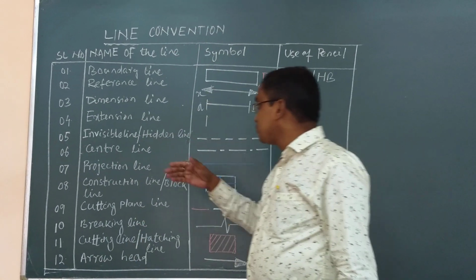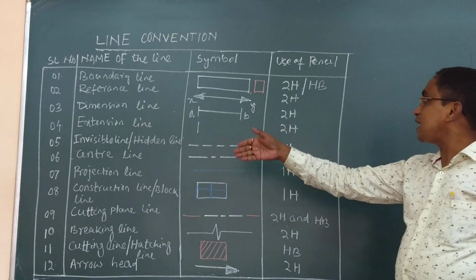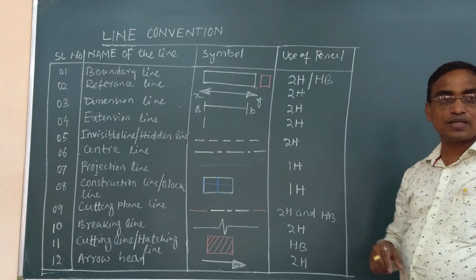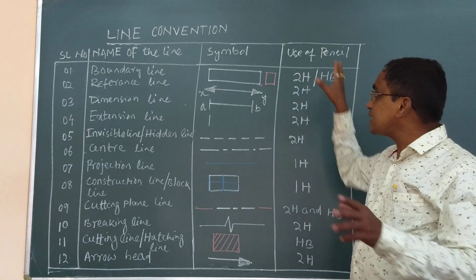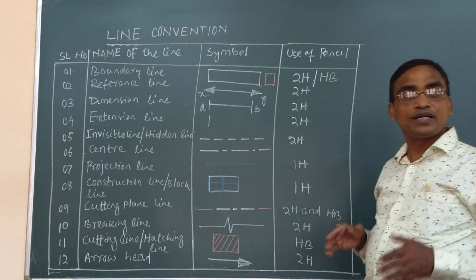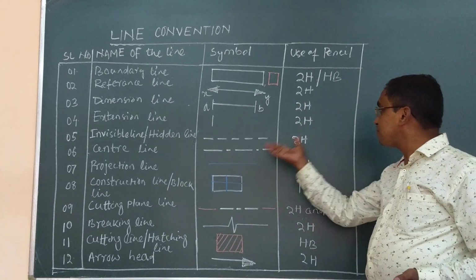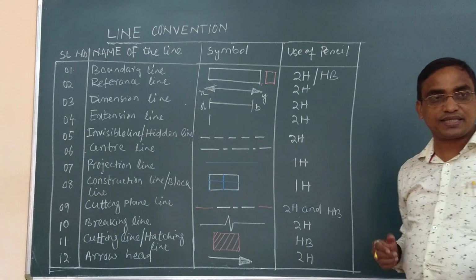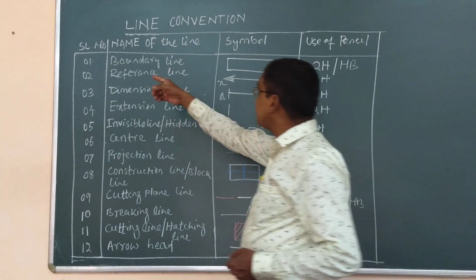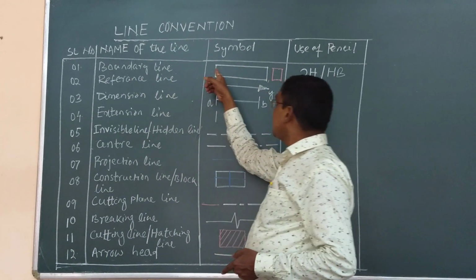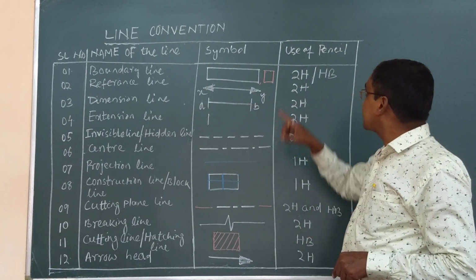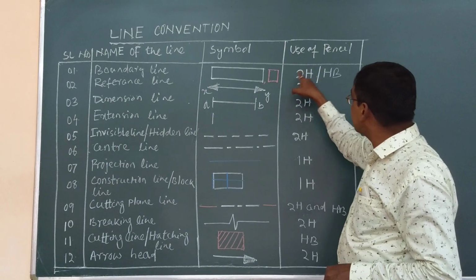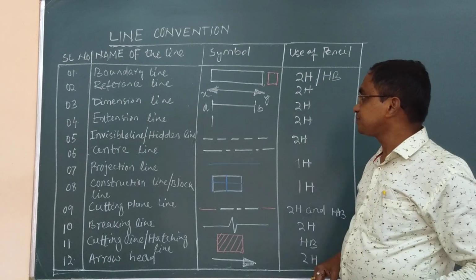Which lines you will draw, and for those lines which pencil you will use, and what are the symbols of various lines. It indicates a clear picture of different lines, their symbols and use of pencils. First one is the boundary line. You have to draw the boundary line of your drawing set. For that you may use a 2H pencil or an HB pencil.